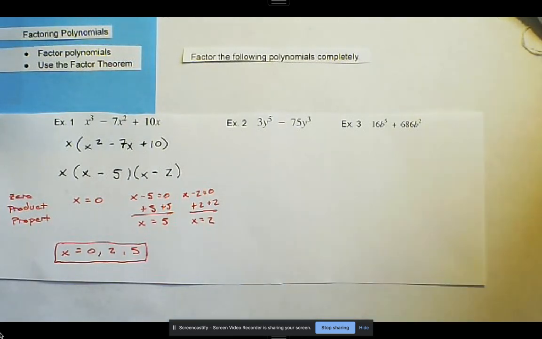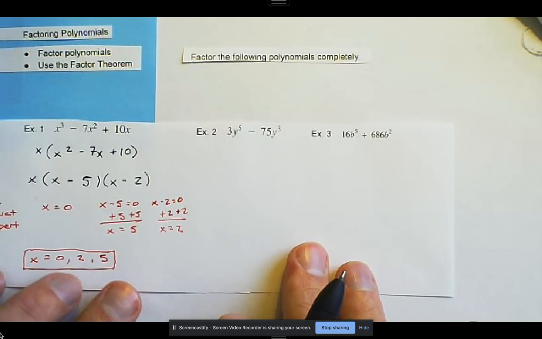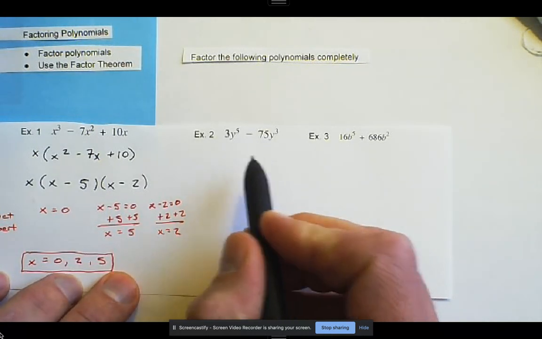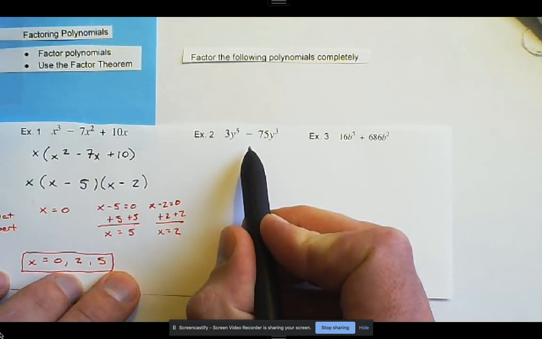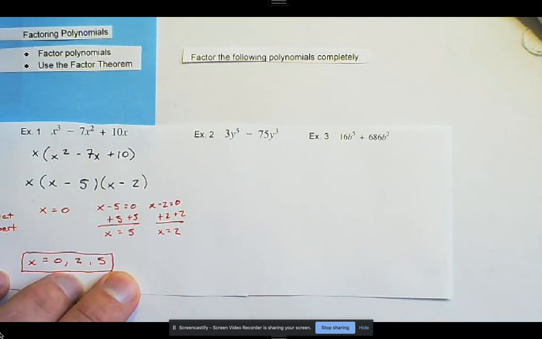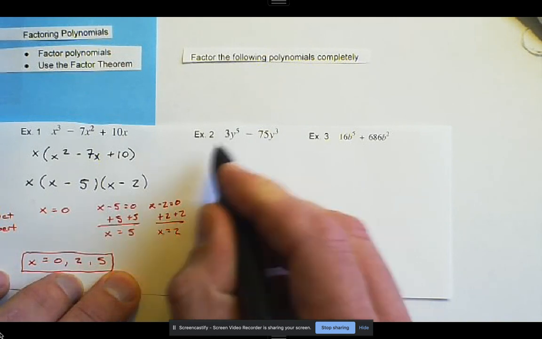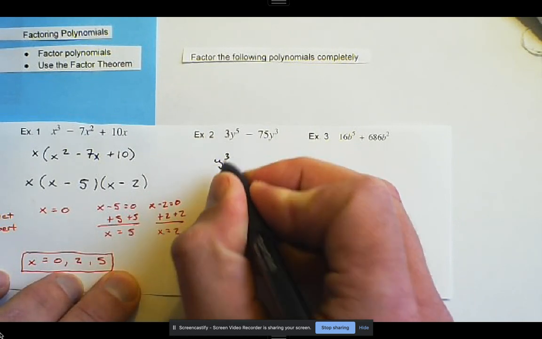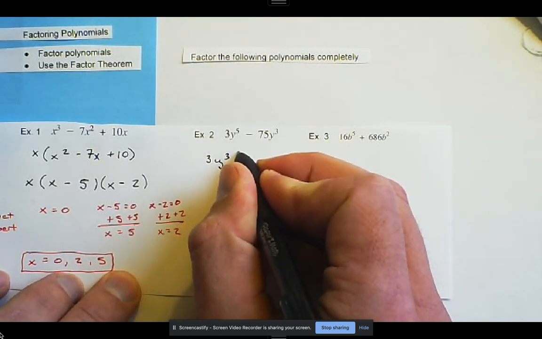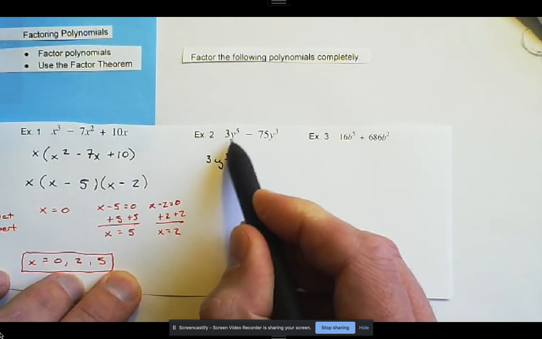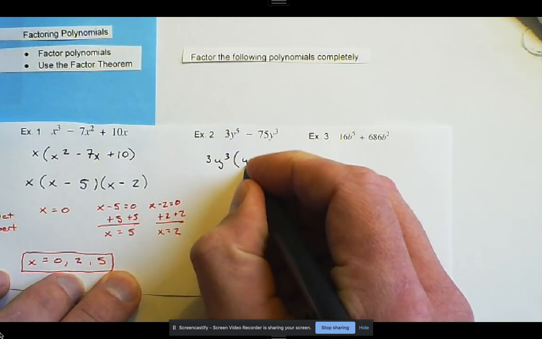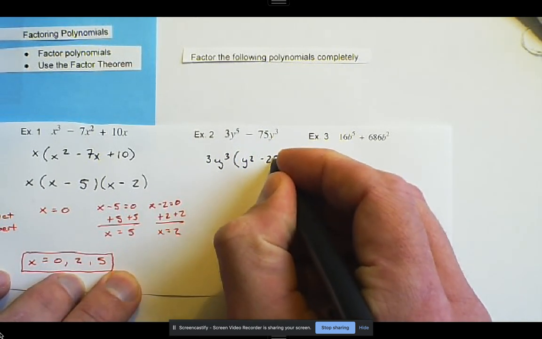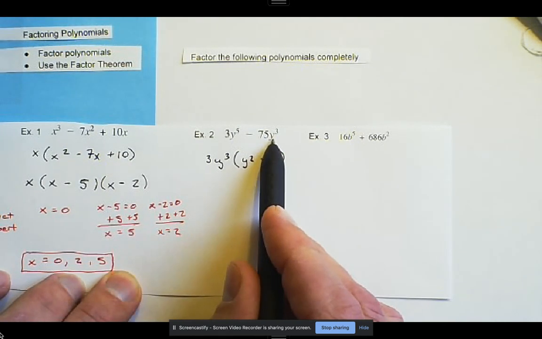Another example we have, here we have a binomial. So right away we should be thinking difference of squares or difference of cubes. Well, 3 and 75 both aren't perfect cubes, but we do know that we have some y's here, so let's factor some y's out. Not only can we factor y cubed out, we can also take a 3 out of both of those. So what we're left with after we take 3y cubed out is y squared. And after we divide 75 by 3, we're left with minus 25. And the y cubed is already taken out.